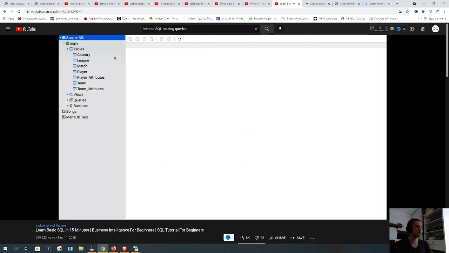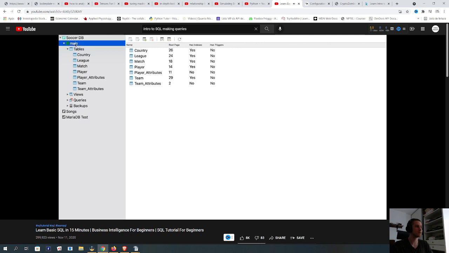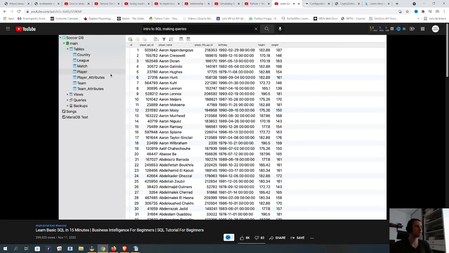Here, we're in the Navicat interface. On the left, we can see that I'm connected to the SoccerDB connection that I've created, and in that connection is a database called main. And in that database, we have various tables: country, league, match, player, etc. We're going to be working mainly with the player table. If I double-click it, we'll see the data contained within that table. We've got 3 different IDs: player name, birthday, height, and weight.